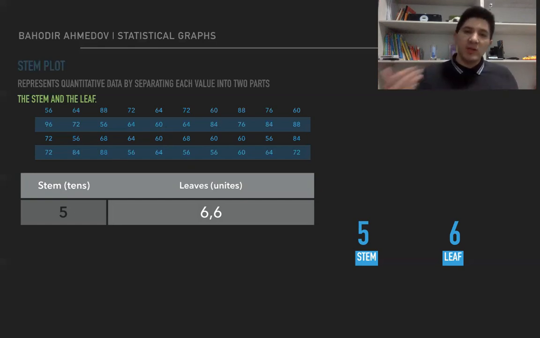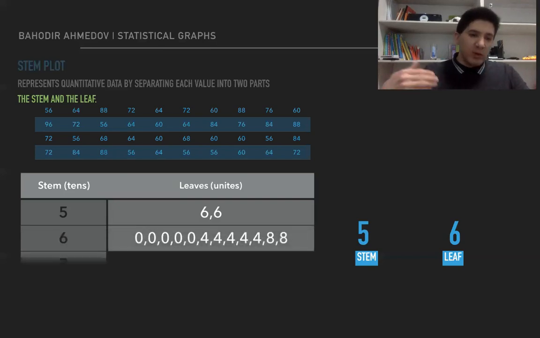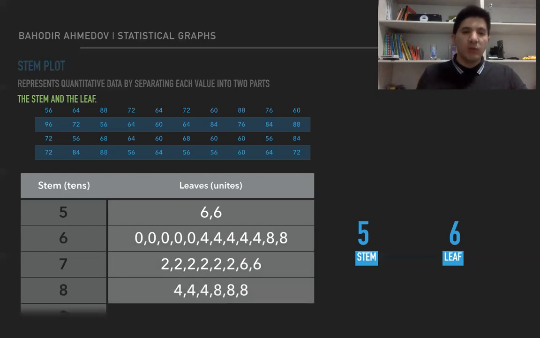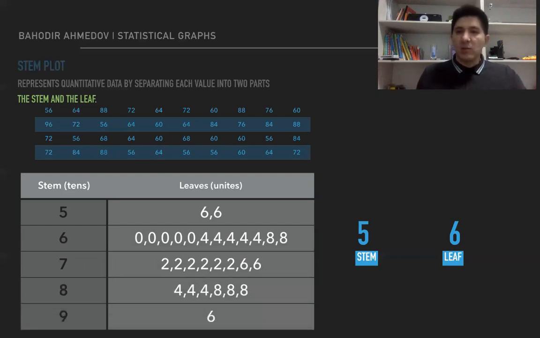For example, for the 64, I would like to split this into 6 and 4 separately. 68 is going to be split into 6 and 8 separately. So we can do this for the 6, the 7, the 8, and the 9. If you look at the second row of the stem plot, you can see 6 and lots of zeros. All of the zeros don't mean 60 or 600,000. It means that I've got the data point 60 five times.